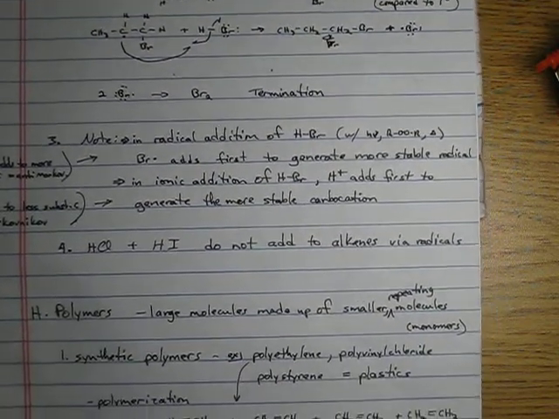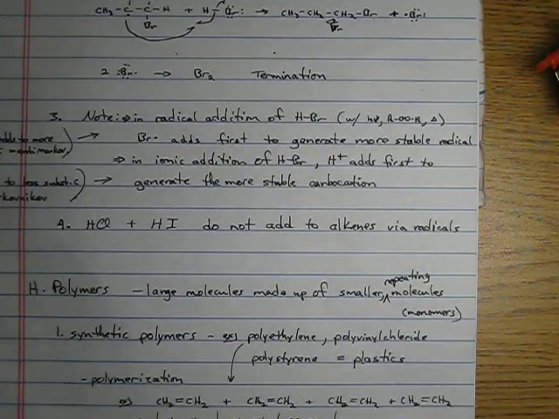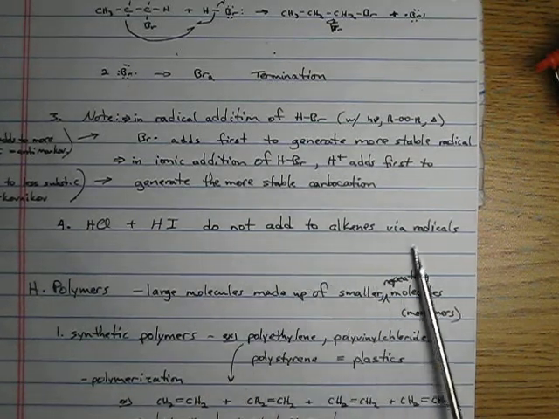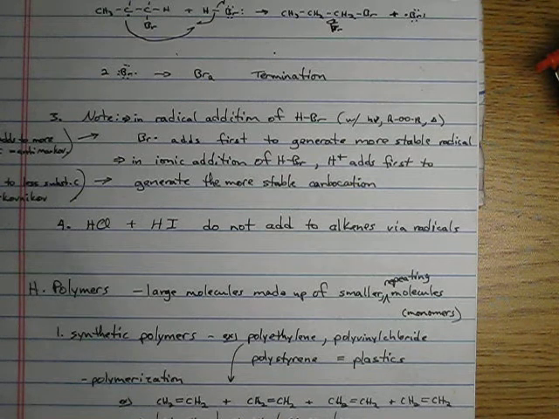All right. And interestingly enough, HCl and HI and HF do not add to alkenes via radical addition. This is only with bromination. That's the only way it'll work.